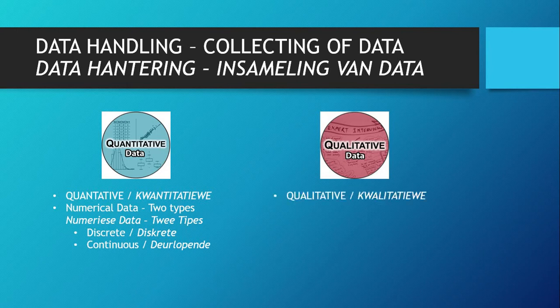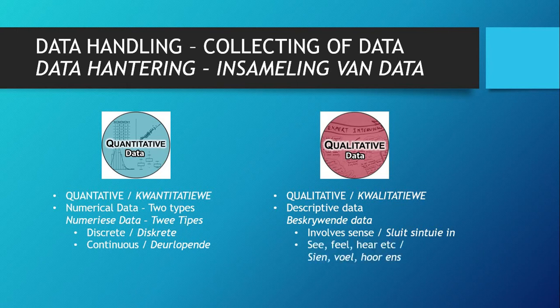Then you get your qualitative data. The qualitative data is a lot more descriptive. What is your favorite color? That would be an example of descriptive data. Your descriptive data also involves your senses. So anything that you can see, feel, hear, etc., that will be your qualitative data. What's your favorite music? Something that you hear. What's your favorite color? Something that you see, and so forth.